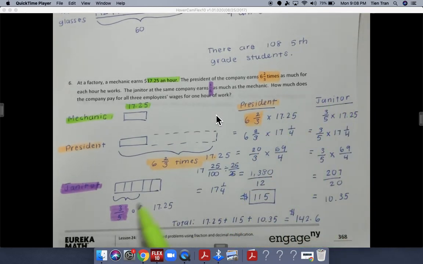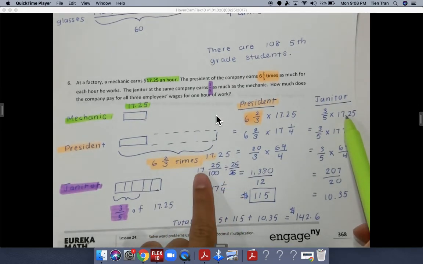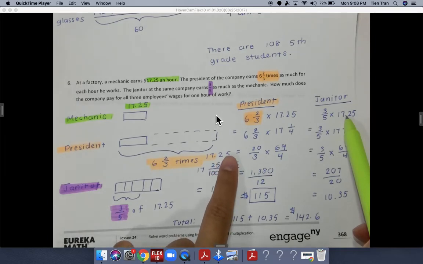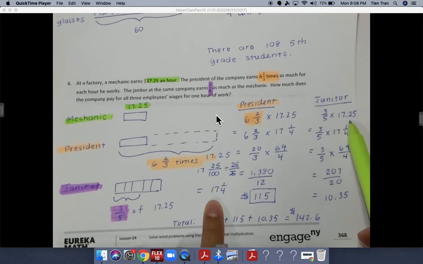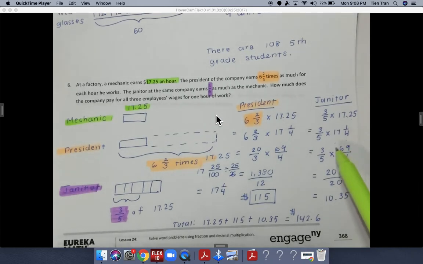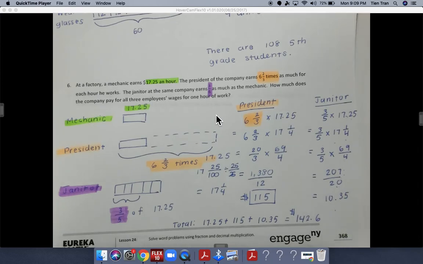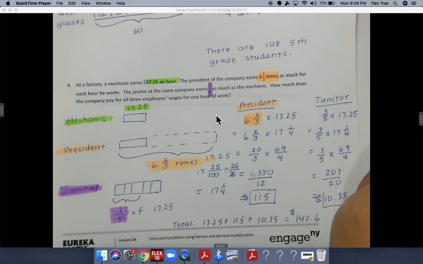The janitor on the other side earns 3/5 of 17.25. So we're multiplying 3/5 times 17 1/4. They changed again 17 20 hundredths into 17 1/4. They simplified it to make it into a mixed number. Now I'm going to change it into an improper fraction by multiplying 4 times 17, which is 68, plus 1 is 69, 69/4. 3 times 69 is equal to 207. 207 divided by 5 times 4, which is equal to 20, is equal to $10.35.